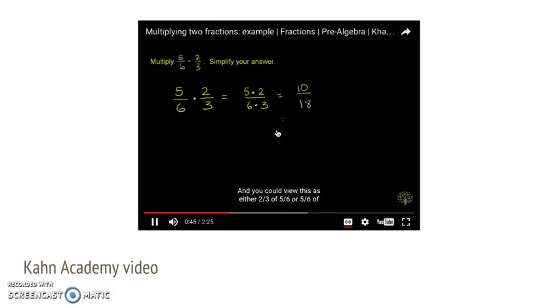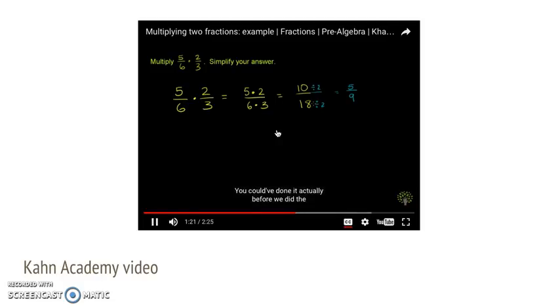And you could view this as either 2/3 of 5/6 or 5/6 of 2/3, depending on how you want to think about it. And this is a right answer. It is 10/18. But when you look at these two numbers, you might immediately see that they share some common factors. They're both divisible by 2. So if we wanted it in lowest terms, we want to divide them both by 2. So divide 10 by 2, divide 18 by 2, and you get 10 divided by 2 is 5, 18 divided by 2 is 9.